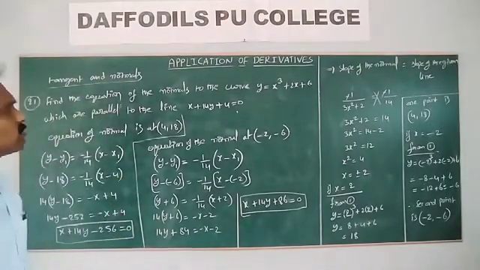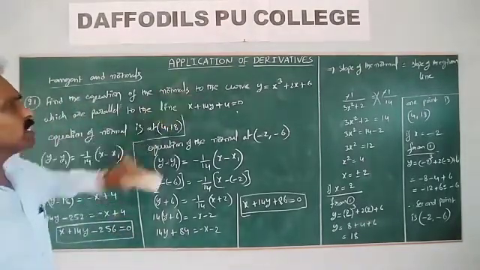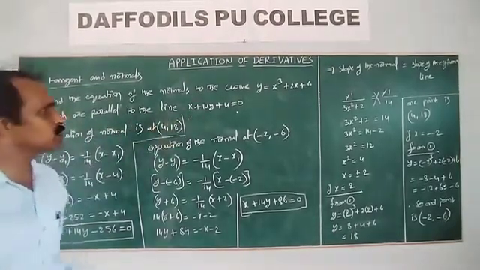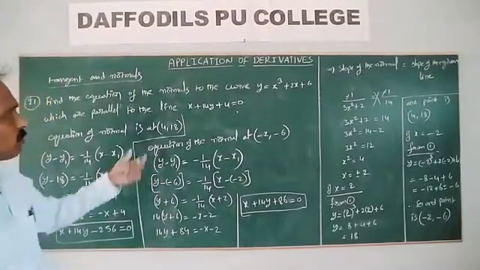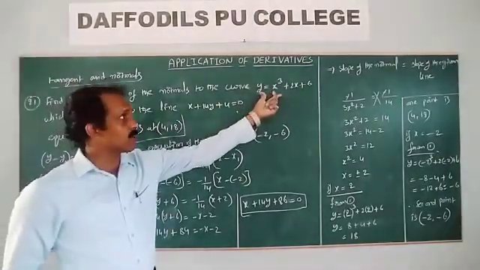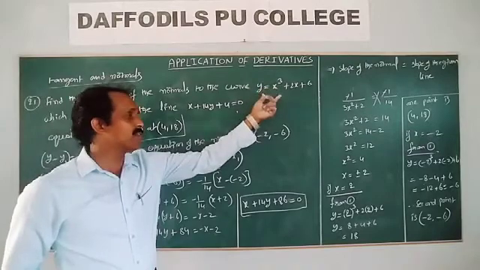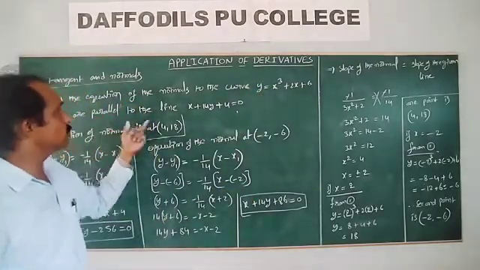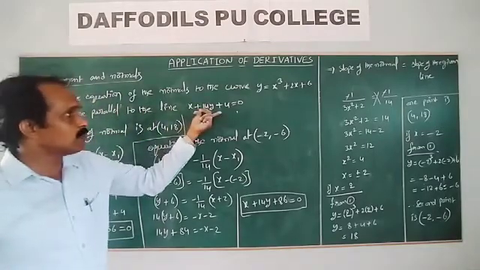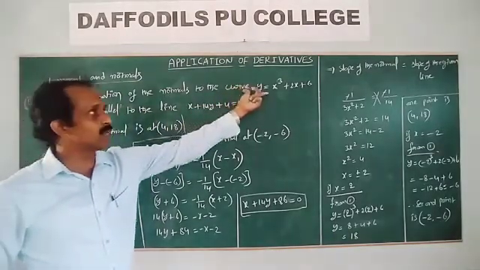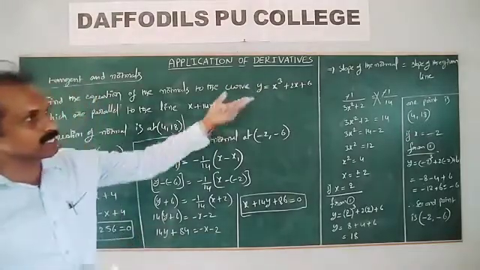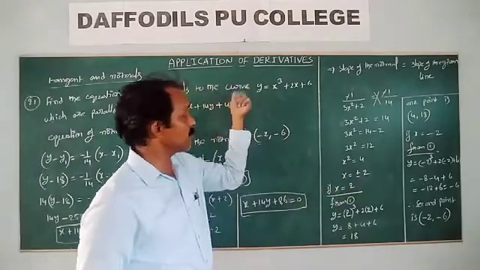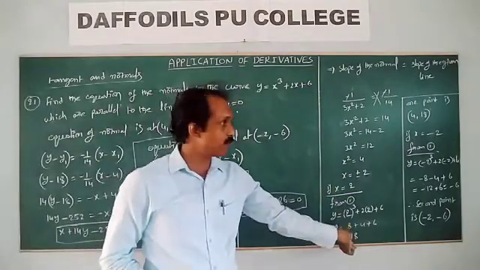Find the equation of the normals to the curve y is equal to x³ plus 2x plus 6 which are parallel to the line x plus 14y plus 4 is equal to 0. First of all, for the given curve, find the slope of the tangent, and the slope of the normal is minus 1 by the slope of the tangent. Parallel to the line means the slope of this line and the slope of the normal are the same. From that you find the x value. Substitute the x value in the given curve and you get the y coordinate value.